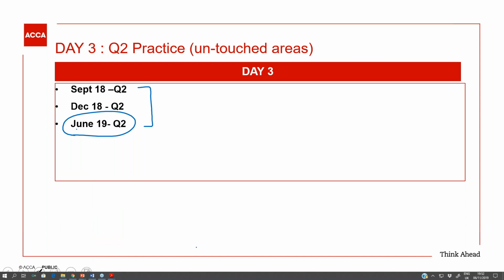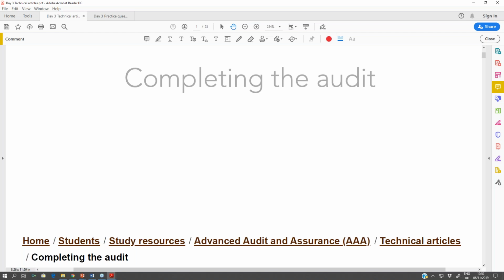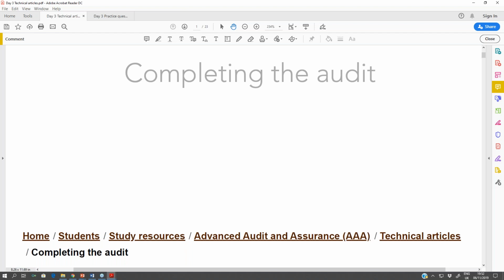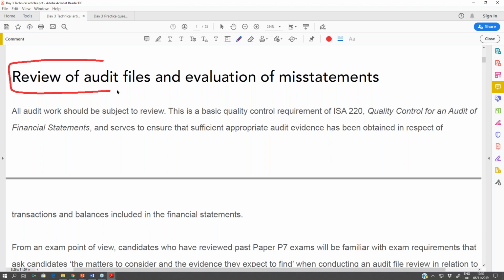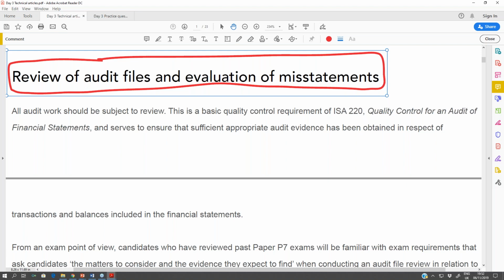Now, just before I proceed to my next question, I just want to make you realize one very important thing here. When you look at this article, completing the audit, I'm recommending some sections of this article which I would prefer that all of you read very carefully. Look at this first section, review of the audit files and evaluation of misstatement. This is such an important area which is examinable in AAA, because we know there's a question which comes on review of audit file and the evidence you should expect to find.